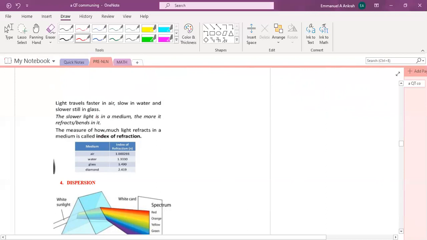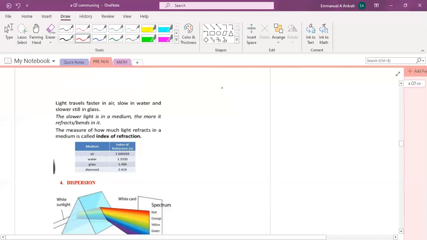The measure of how much light refracts in the medium is called its refractive index. If you take air, it's around 1, and then water is 1.3, glass 1.4, diamond 2.4. So diamond refracts light more. Okay. So that's refraction of light.